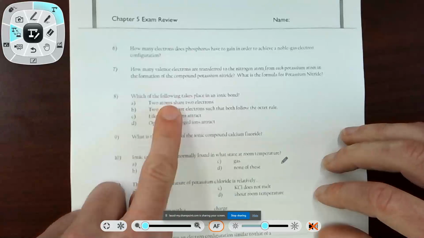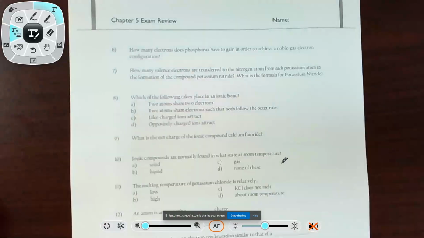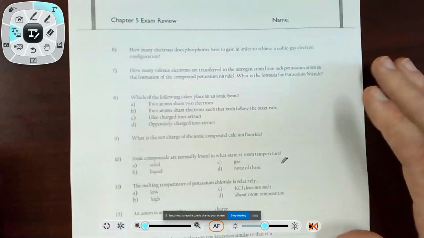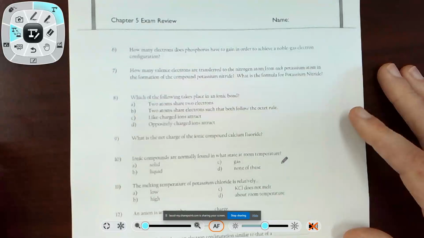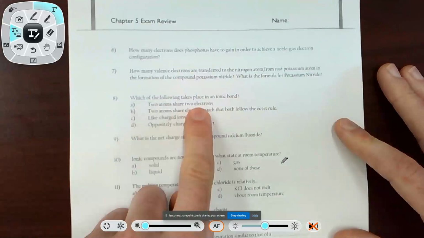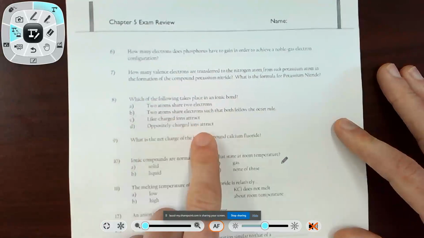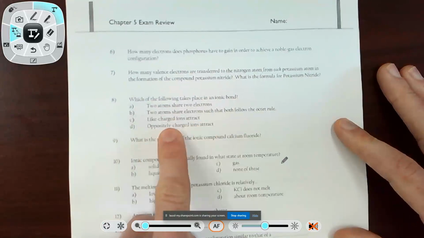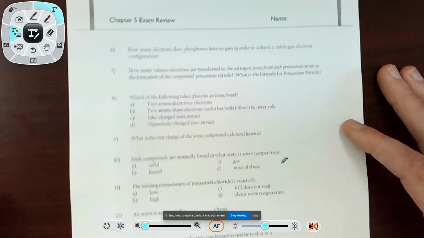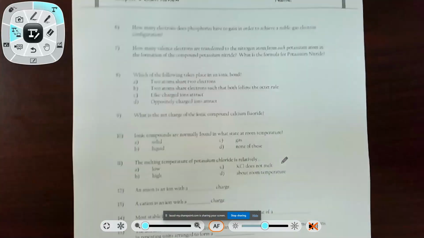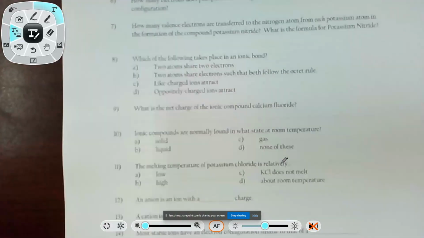Number 8, which of the following takes place in an ionic bond? So again, the definition of an ionic bond is that electrons are transferred from the metal to the non-metal in order to achieve a stable octet. Two atoms share electrons? That's not an ionic bond. There's no sharing. Two atoms share electrons that both follow the octet rule? Again, we're not sharing. Like charged ions attract? Nope, like charged ions repel. Oppositely charged ions attract.